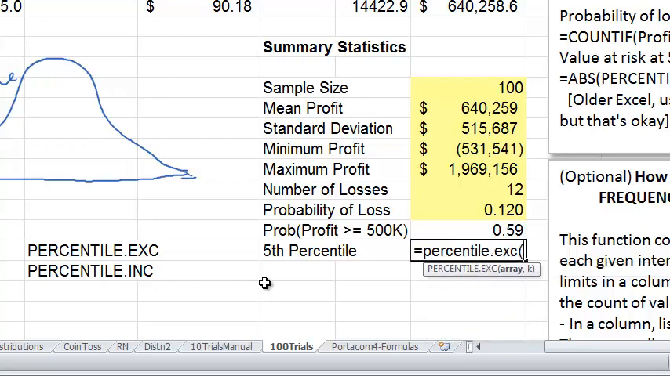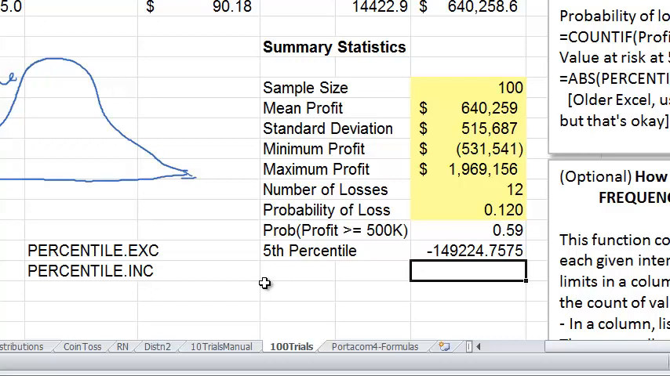Okay, so we give it a profit, and then the K is a percent. What percent do you want? Here we want 5%, so we could just enter 5%. Or you could enter 0.05, either way it'll work. So it gives us negative 149,224, so that would be the loss of about $149,000.